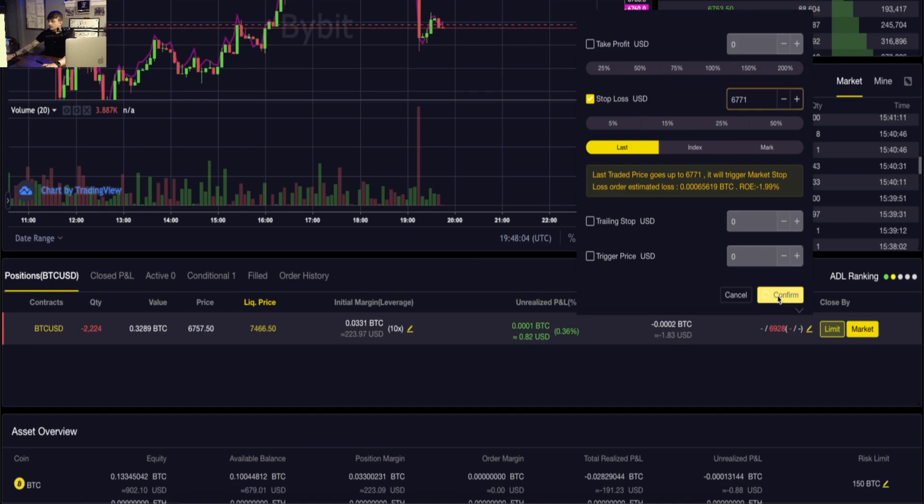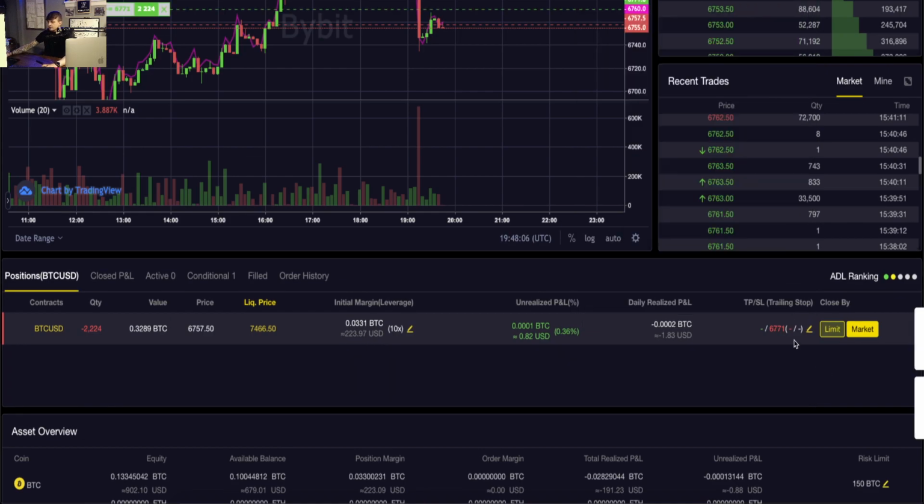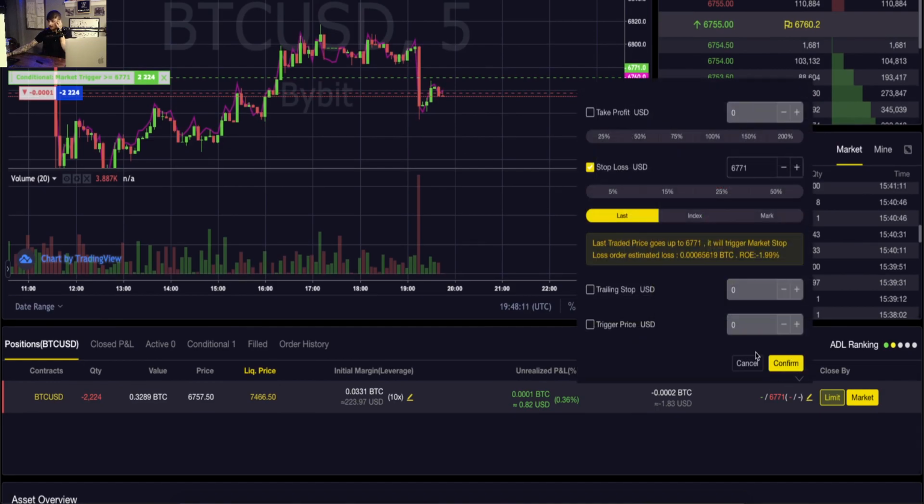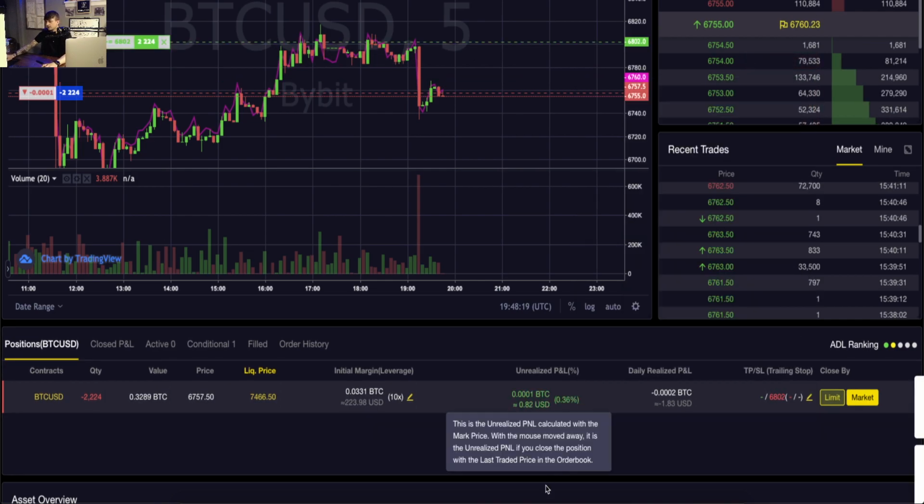6,771. Confirm. And now as you can see, your stop loss is changed. So that's how you can change your stop loss from place to place. Let me just put it at 6,802. Just leave it there for now.